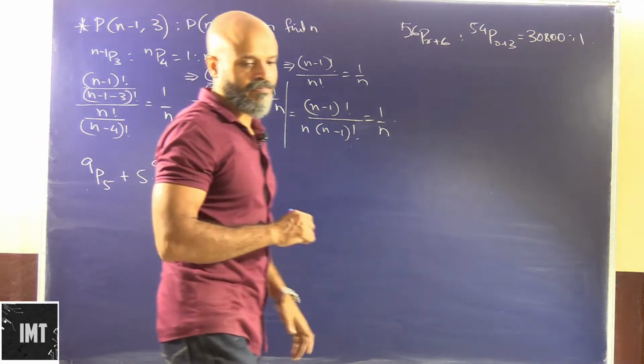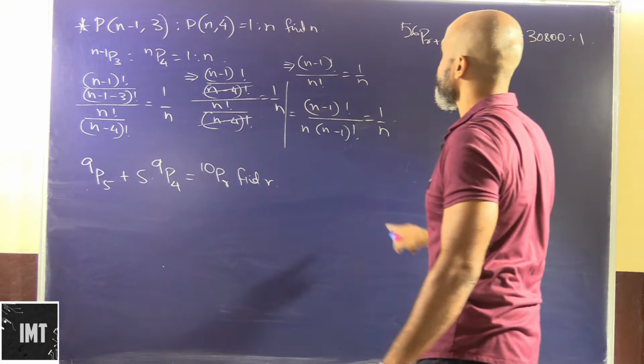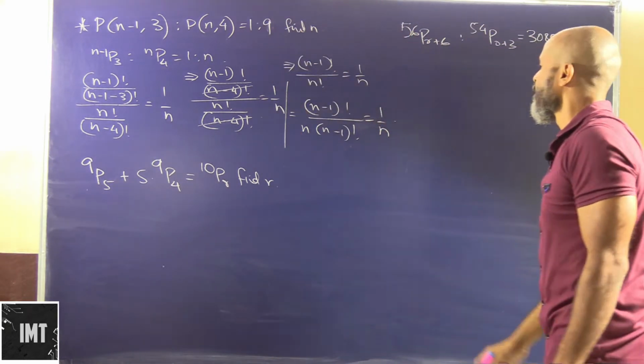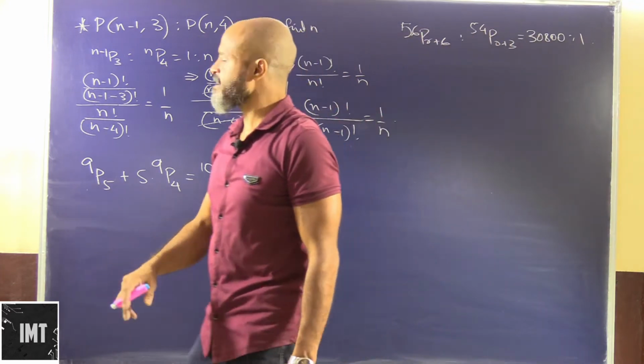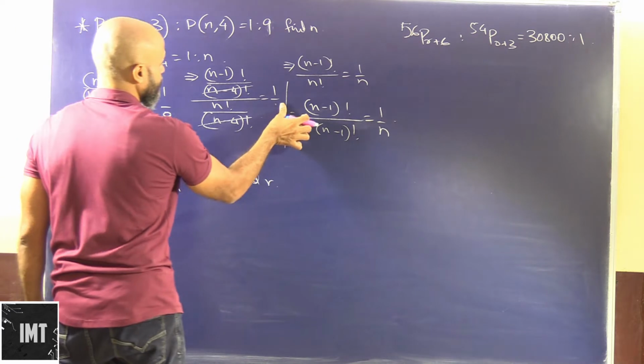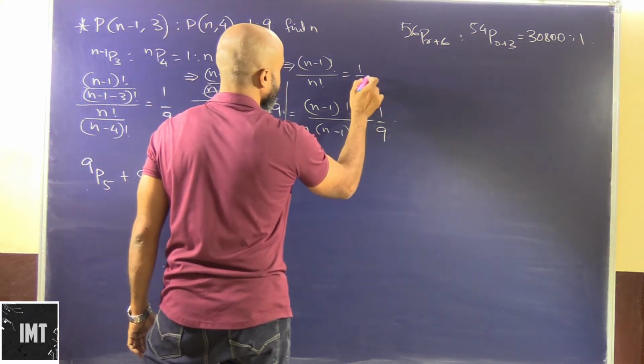Are we on the right page? Let me just check. Oh, I am so sorry. This is not n, this is 9. This is basically 9. So now we have all of this as 9. I am so sorry, people. Okay, this is 9.